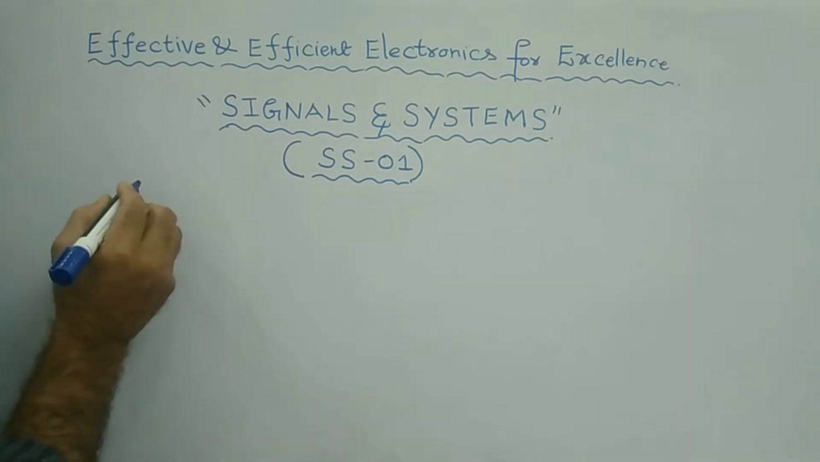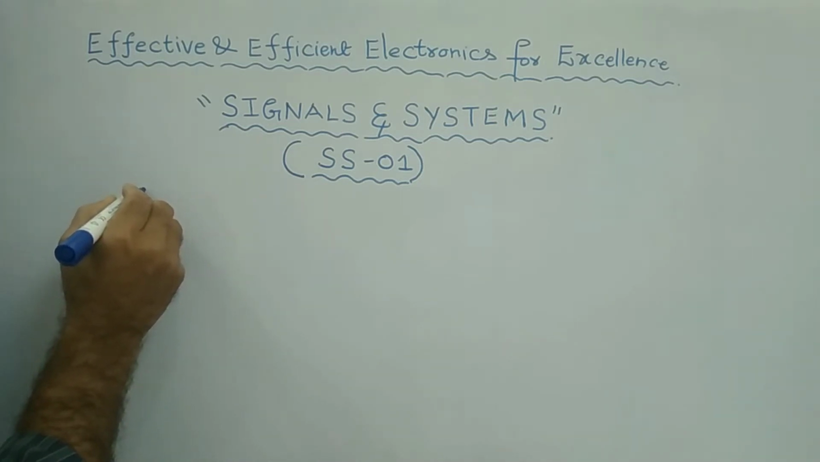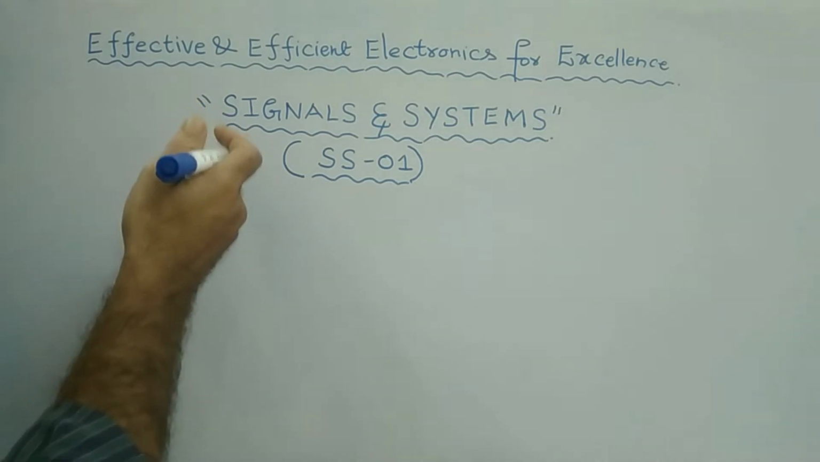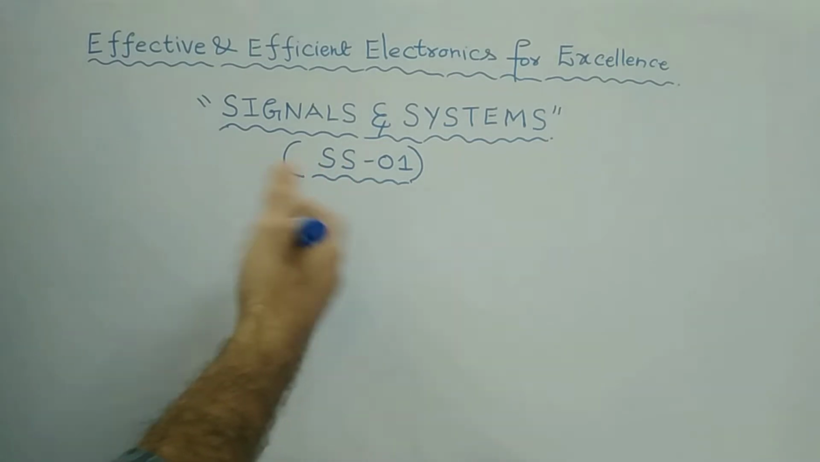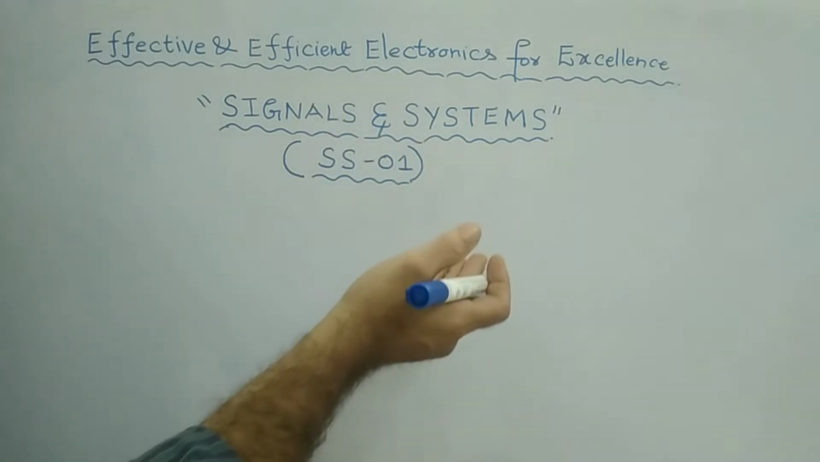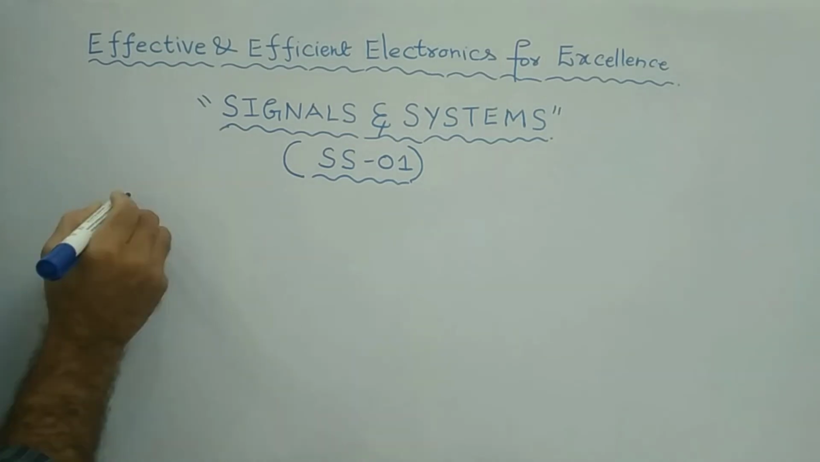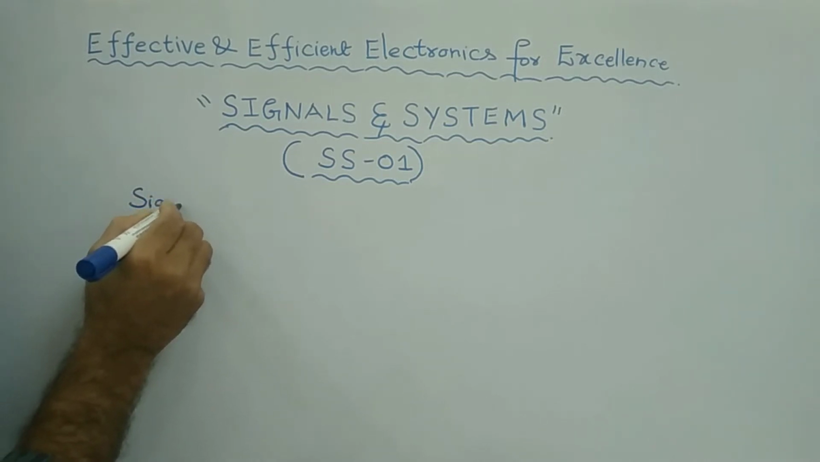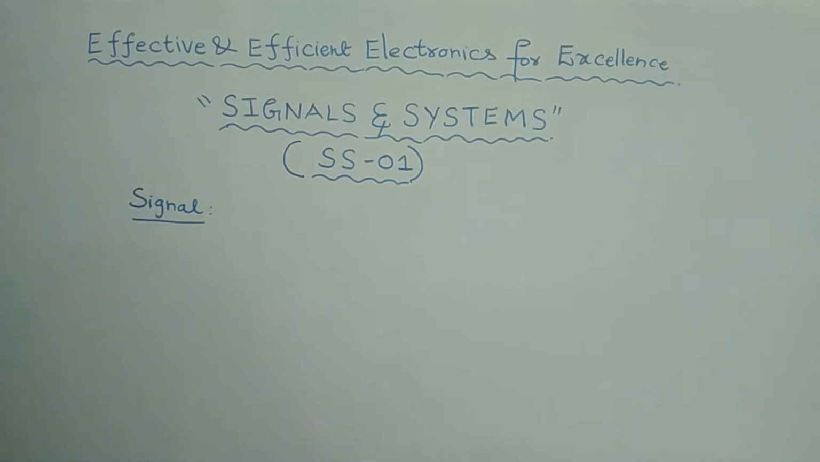What is a signal? Normally, for any graduate level, you will have unit number 1, under which you will have signals: what a signal is, classification of signals, and various properties of signals. Today, under our first module of signals and systems, what I am going to cover is: what is a signal? How can a signal be defined?